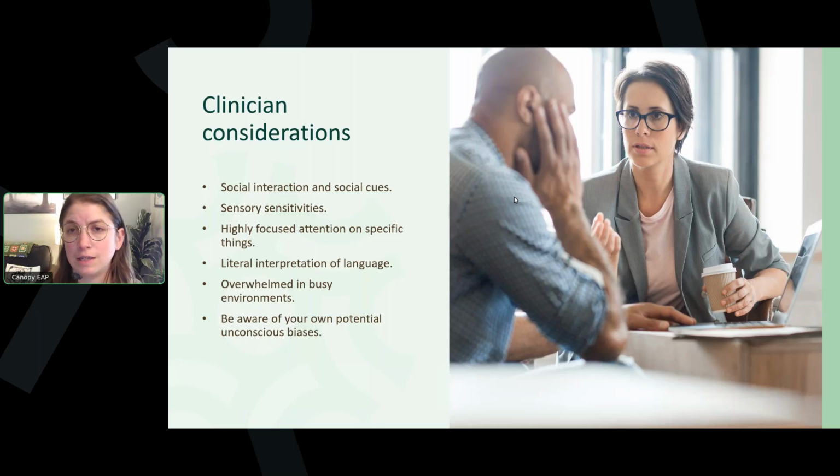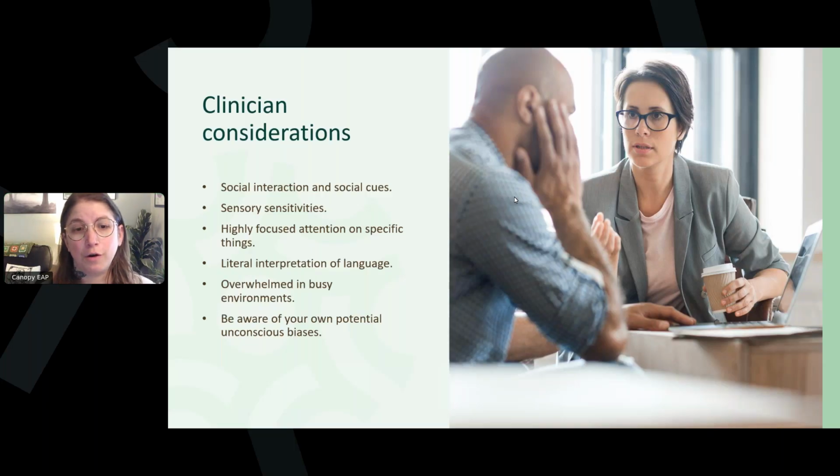Sensory sensitivities, anxiety, and so navigating that and strategizing around how to make that more comfortable for someone, so they can be more comfortable and engaged in the treatment process.